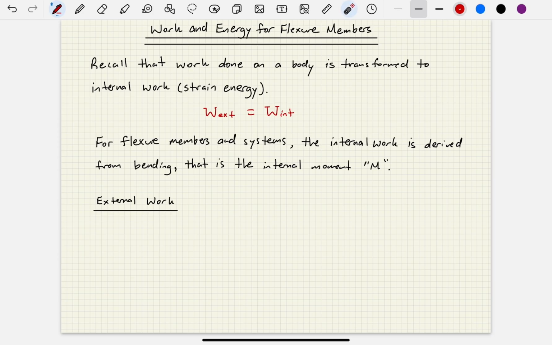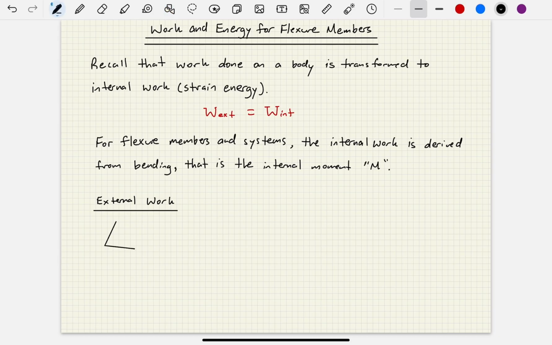Now, for flexure members and systems, remember these are systems like beams and frames that are subject to bending. They would tend to flex. So for these kinds of systems, the internal work is derived primarily from bending, which is caused by the internal moment M. Okay, so let's write this down. I want us to consider a moment that is going to rotate through an angle d theta. Okay, so let's go ahead and sketch here some angle.